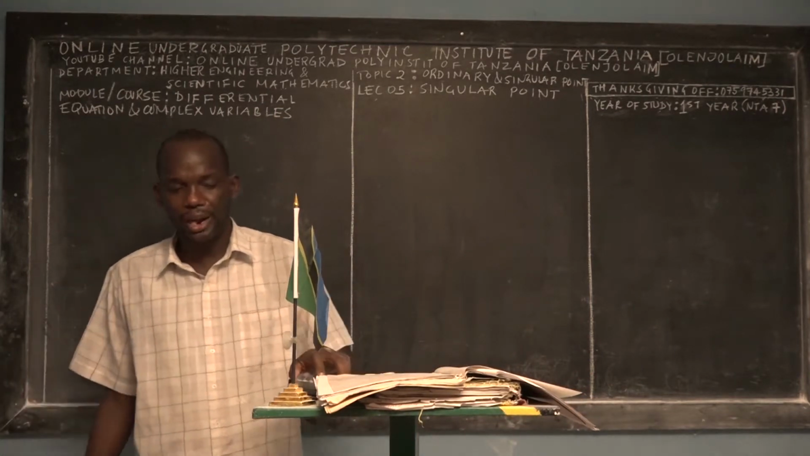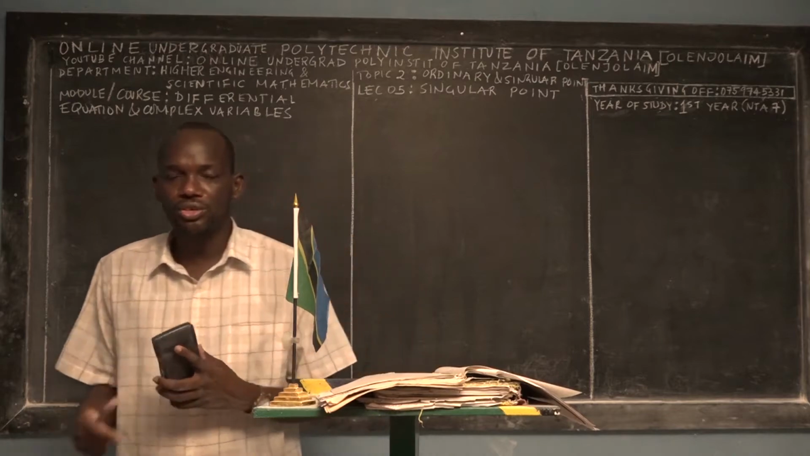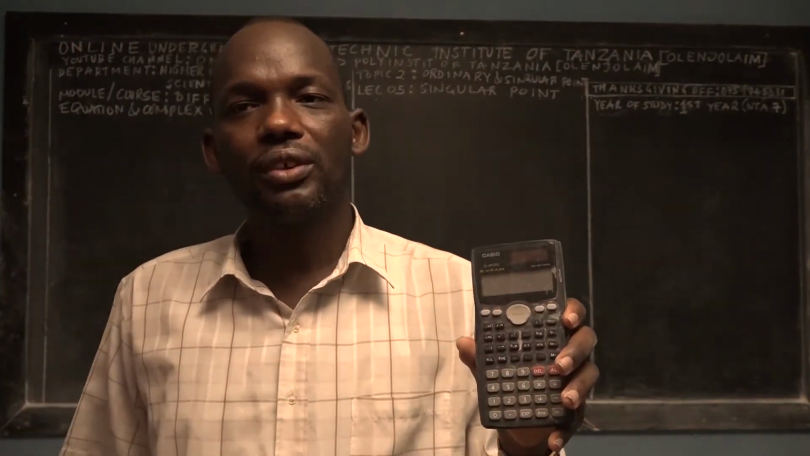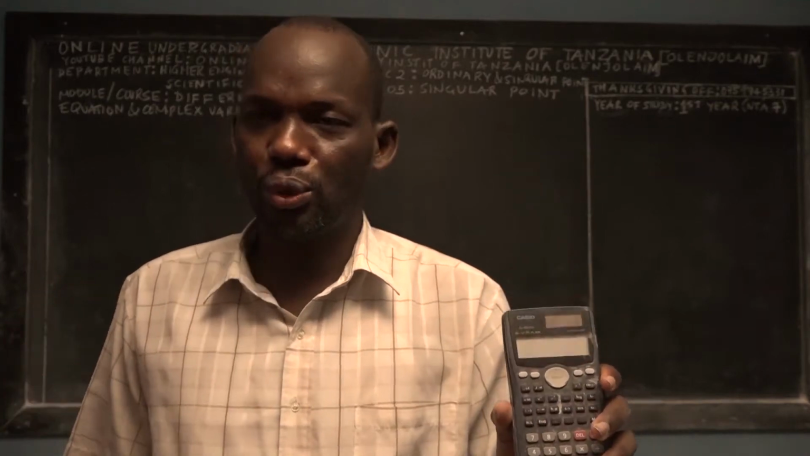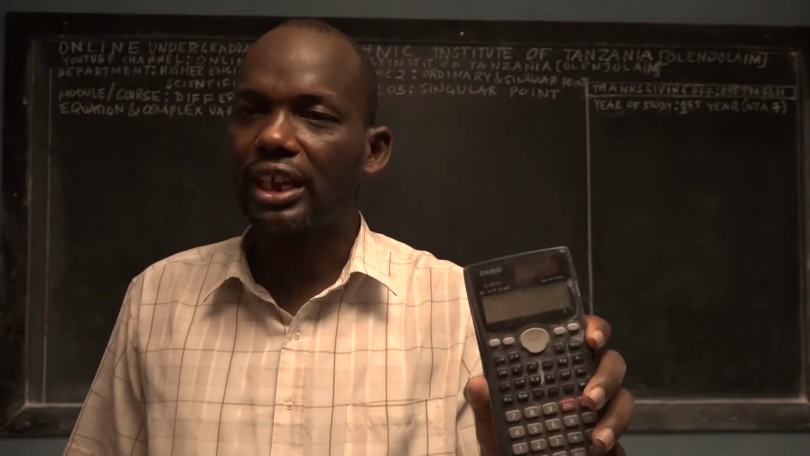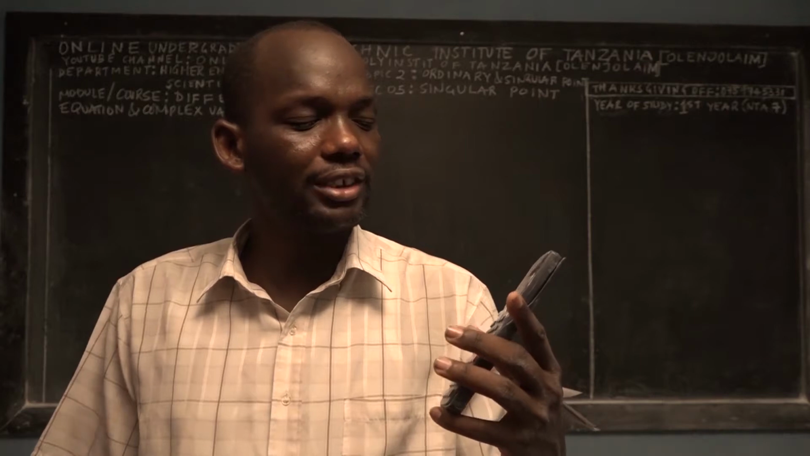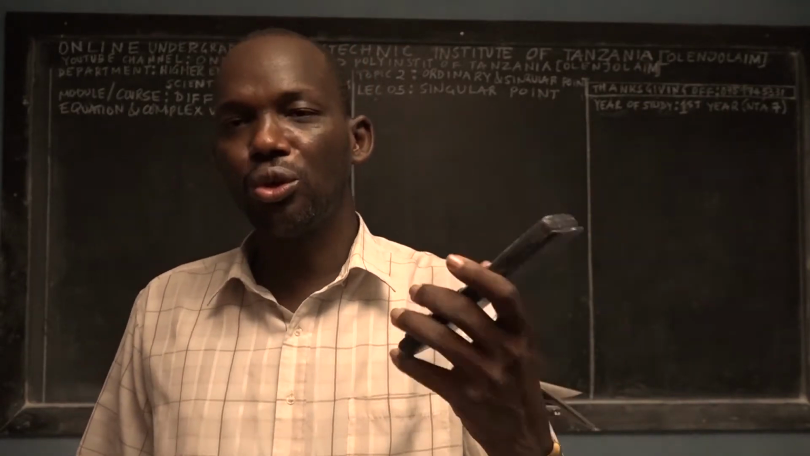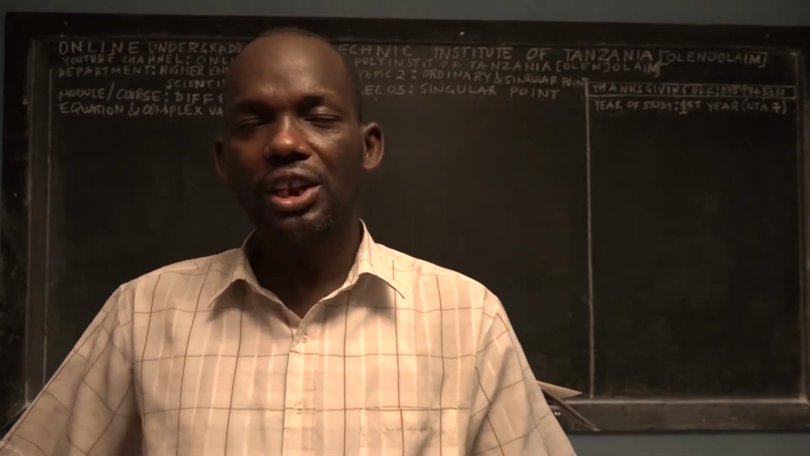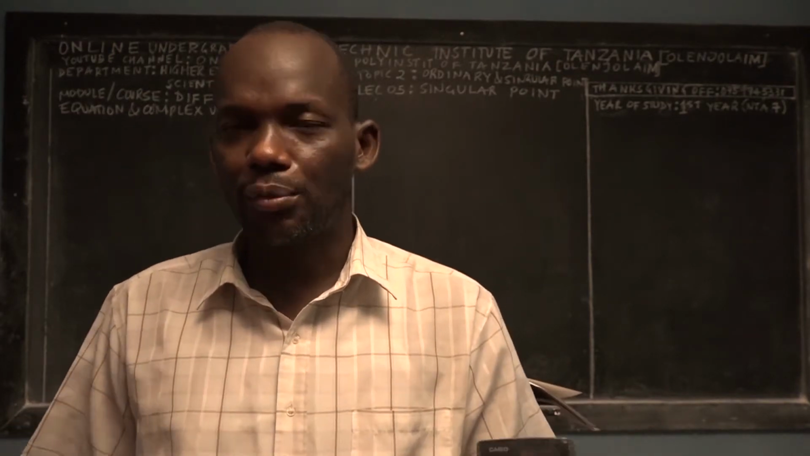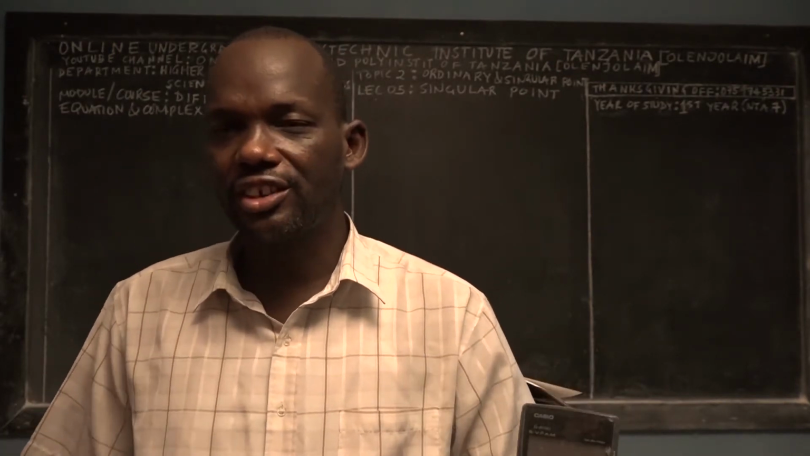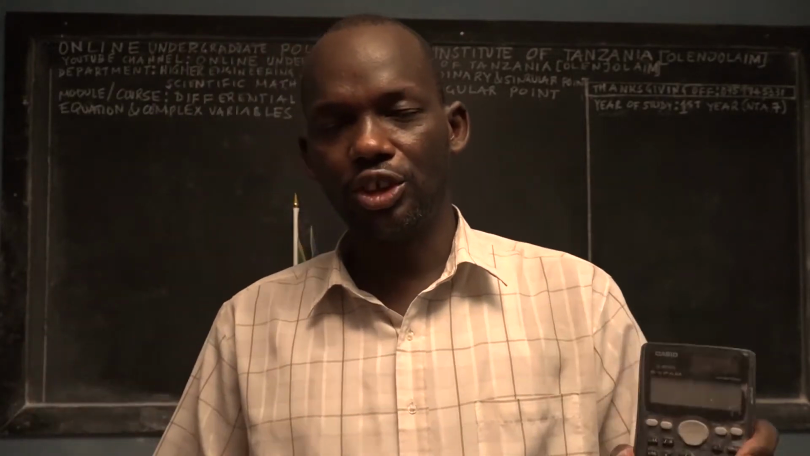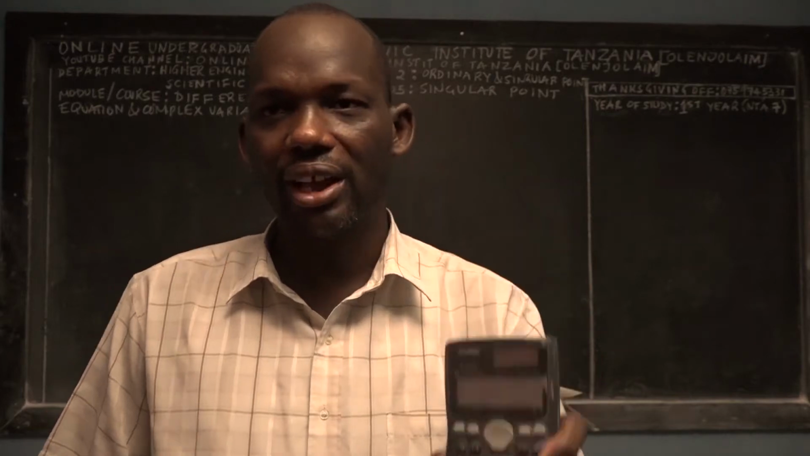And I would like to remind you that we need some weapons as we continue. One of the weapons in this department: we need every student to have a scientific calculator, and we recommend the Casio fx-991MS, which is original. And the good news is that if you have lost yours, sold it, or given it to your young brothers, don't get stressed. Online Undergraduate Polytechnic Institute of Tanzania has to answer for that.